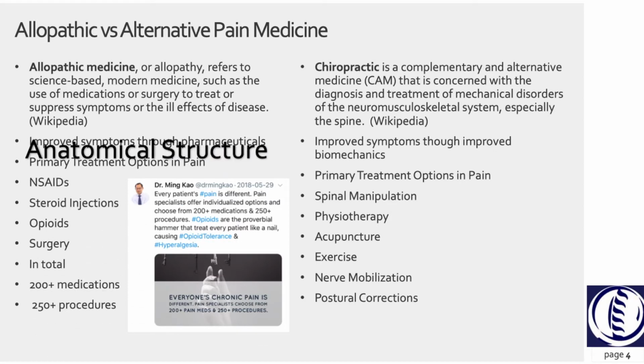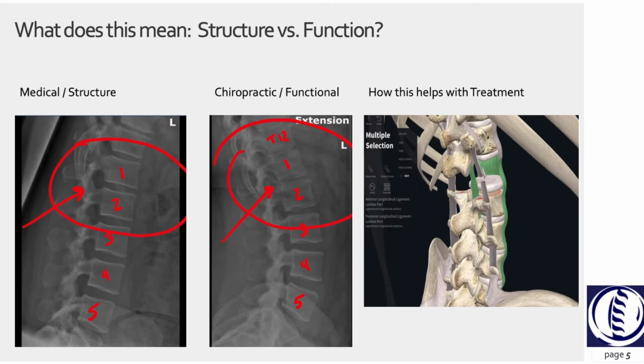So, allopathic medicine deals with anatomical structure, whereas chiropractic medicine deals with anatomical function. Medicine looks at the structural anatomy, basically fractures, tumors, or other lesions that could be responsible for pain. The first image is of a patient with severe low back pain. The medical radiologist reported that this was a normal x-ray.